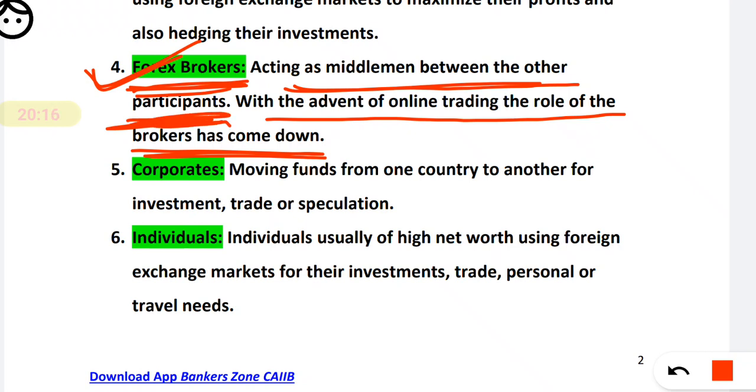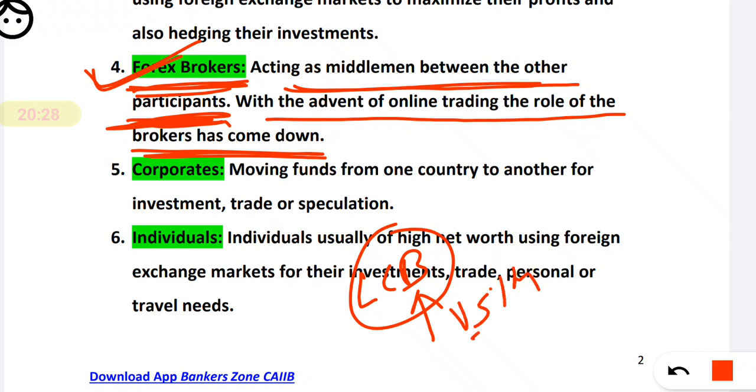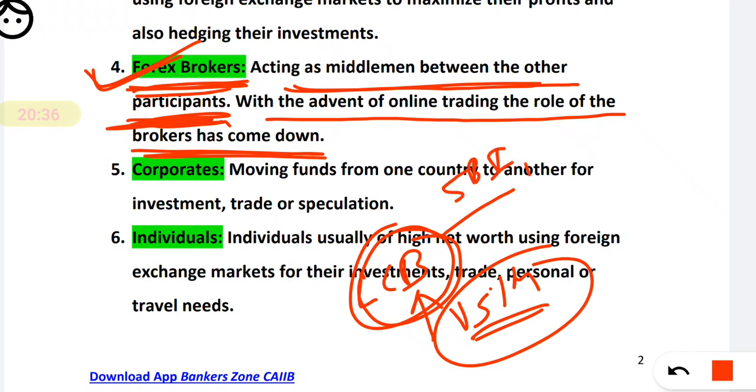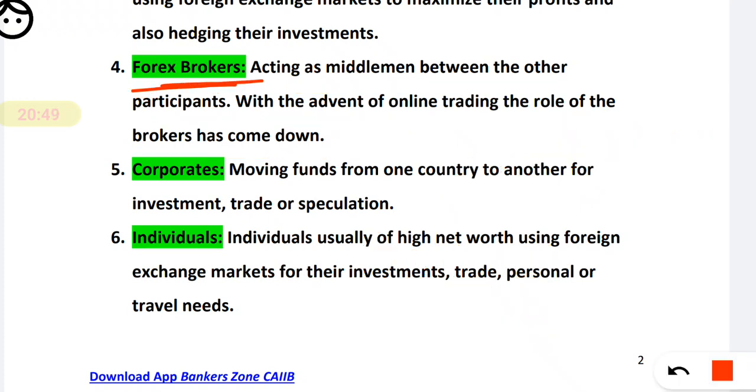Previously there was not a huge market. Say some local cooperative bank receives a check for clearing, say one million US dollars. That cooperative bank does not have the facility of foreign exchange, so it will go to the SBI. Say the cooperative bank has an account with the SBI, so SBI will help them. So here the cooperative bank acts as a broker, an intermediate person. Similarly, there are also forex brokers. It is simply a middleman between the participants.